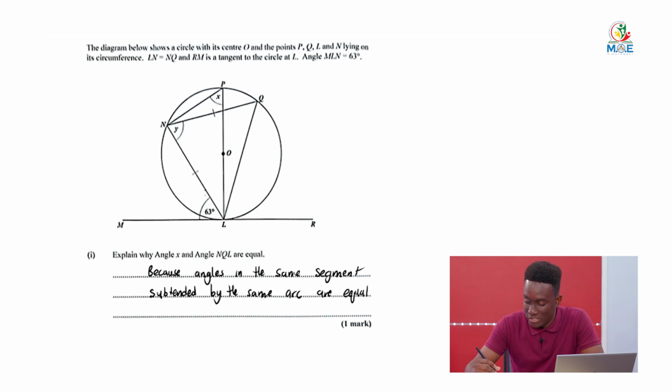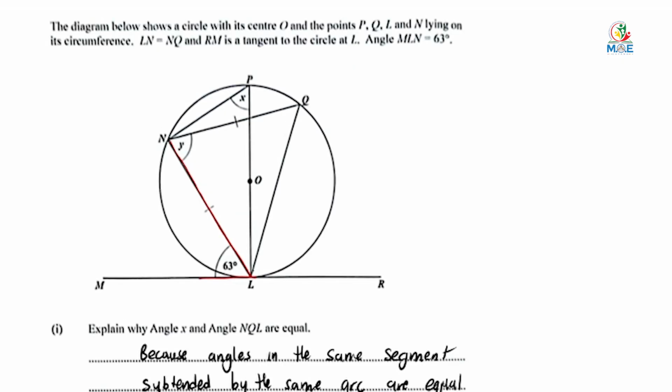So we have angle 63 here, and 63 is formed with the tangent outside the circle and this chord. And then we have another angle formed from the same chord. Let me use another color. So angle 63 is formed between the tangent and this chord. And then we have another angle formed from the ends of this chord, and that angle is angle X. So we can say angle X would be equal to 63 degrees because of that.